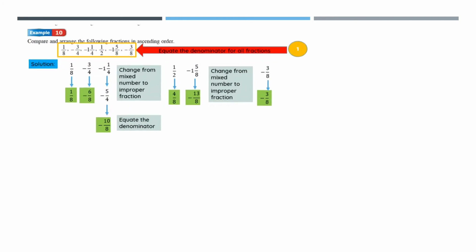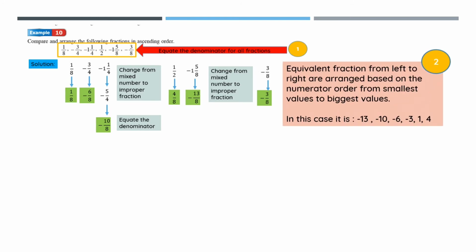Okay, let's look at the next step. After we equate the denominator for all fractions, number 2 is equivalent fractions from left to right are arranged based on the numerator order from smallest value to biggest values. In this case, it is negative 13, negative 10, negative 6, negative 3, 1, and 4. We draw the number line.